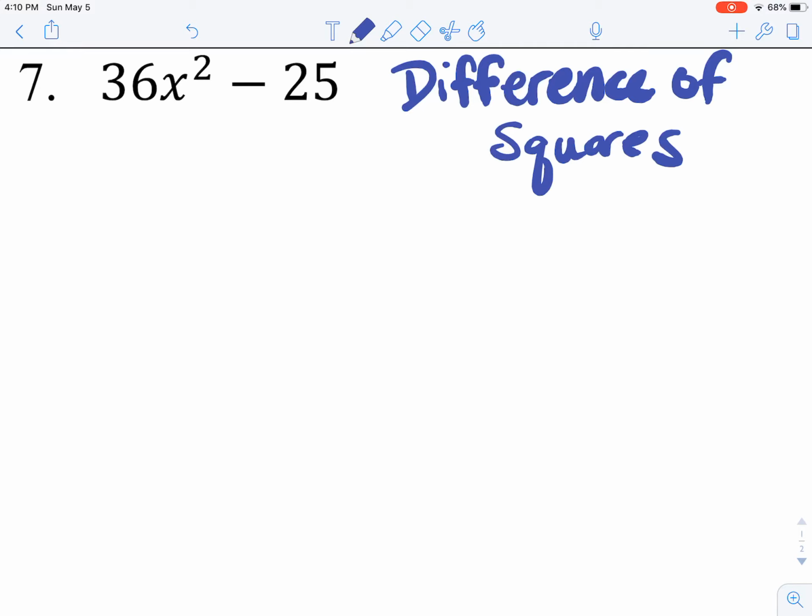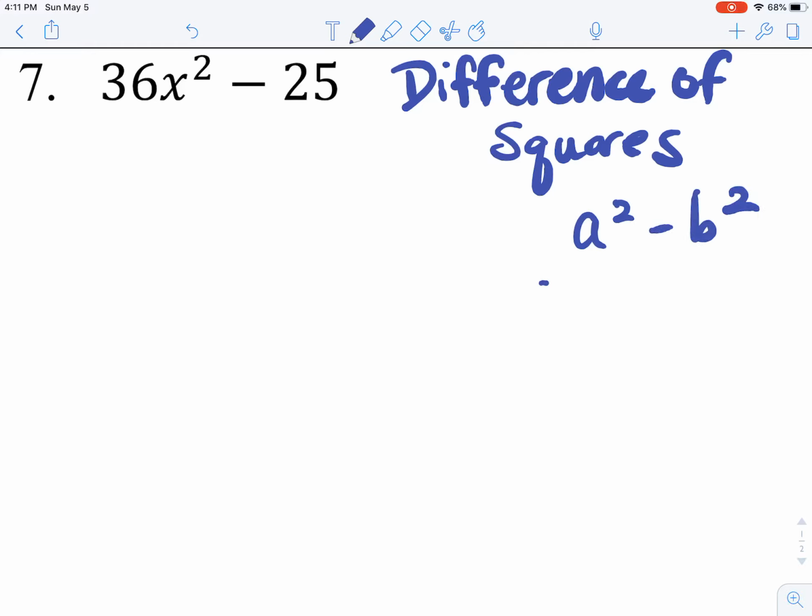Now, if you look at this one, 36 is a perfect square, x squared is a perfect square, 25 is a perfect square, and we're taking the difference of them. So this is officially the difference of squares. And the difference of squares, which you could write out as a squared minus b squared.